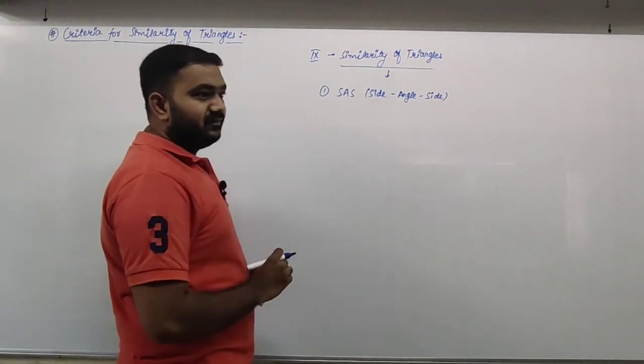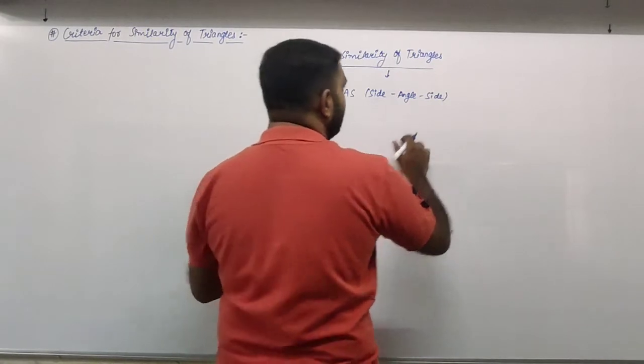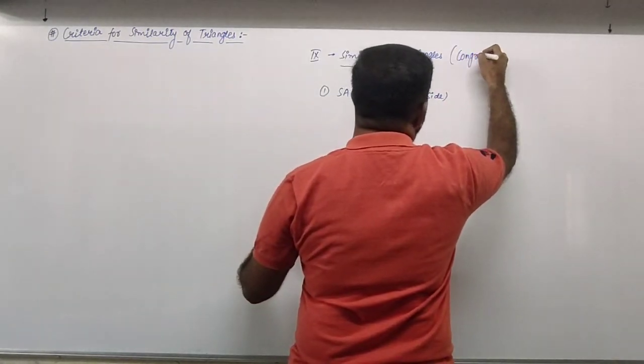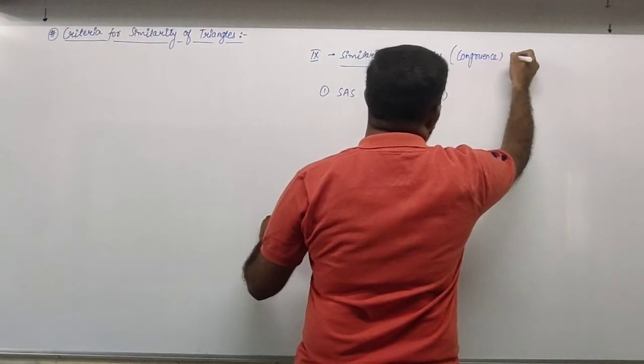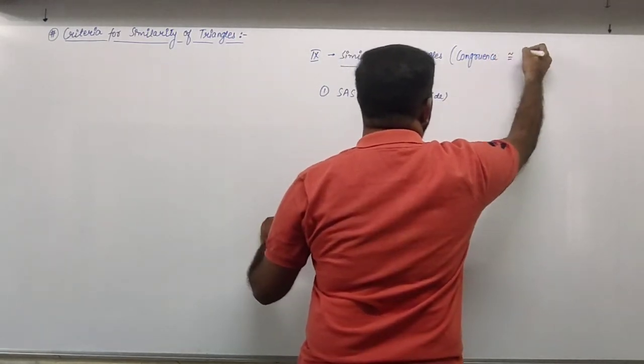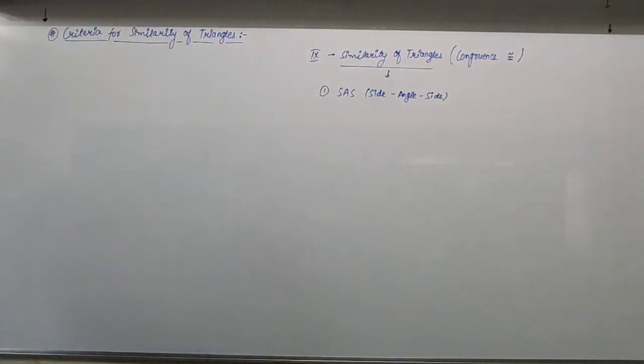In fact, what we studied in standard 9 was not only the similarity of triangles, we studied about the congruence of triangles. You had a symbol like this, the congruence, that means equals to and a tilt on that, right?